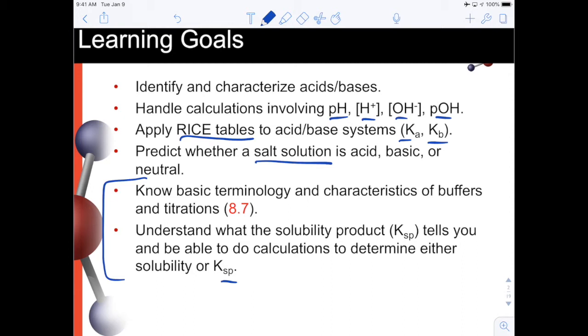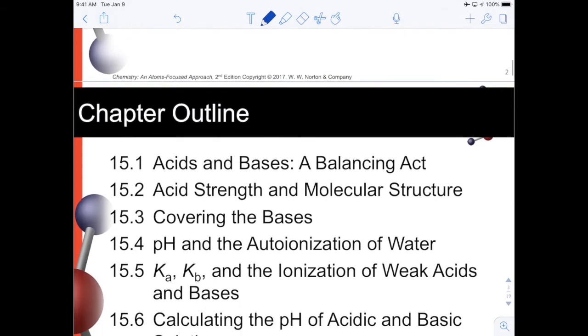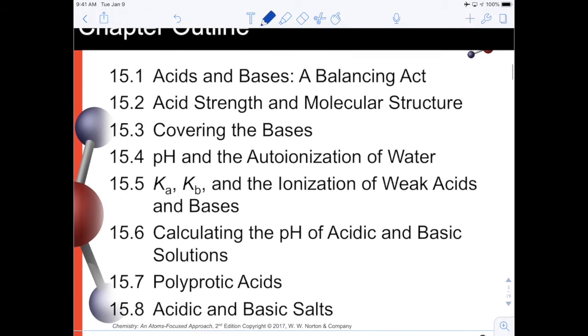I'll also ask you, before we get to that section, which will not be until the second lecture, to review section 8.7 in your book. That's when some of this terminology, at least for titrations, was introduced. Lastly, understand the solubility product, both conceptually and being able to do calculations with that concept, either calculating solubility or the KSP. So here's the chapter outline, and this is where I will stop on this video. Those last two sections will be part of the second video, along with Chapter 16.